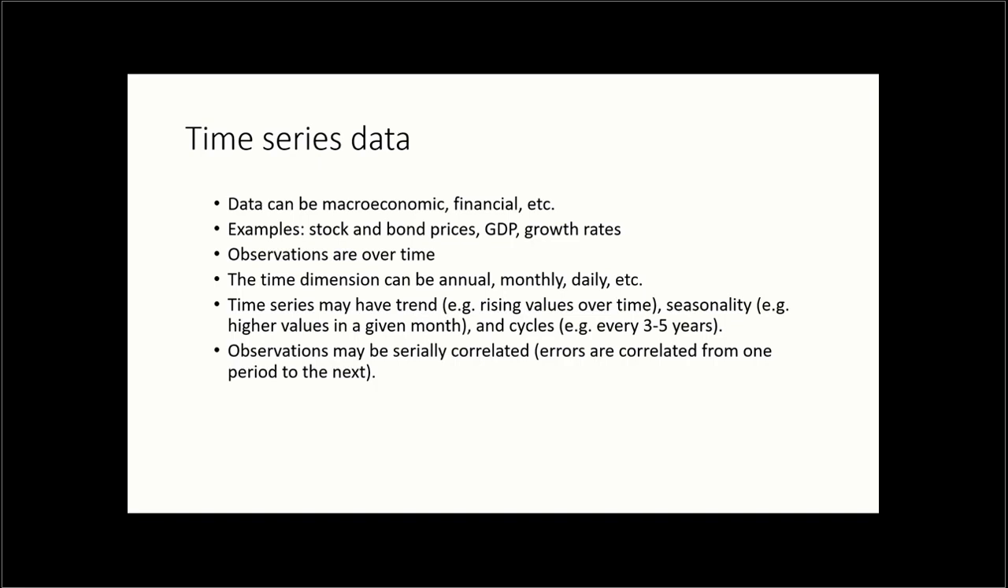It's also possible that observations may be serially correlated. This means that the errors that we talked about from before are correlated from one period to the next. So they would carry over from one period to the next. And so again, we need to take this into account as we select the appropriate models for it.